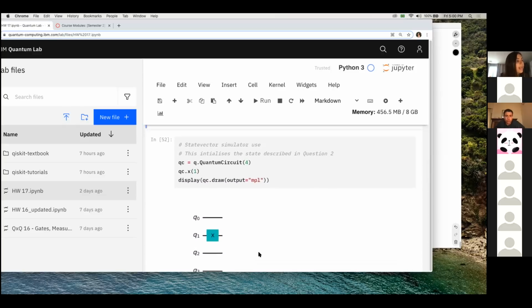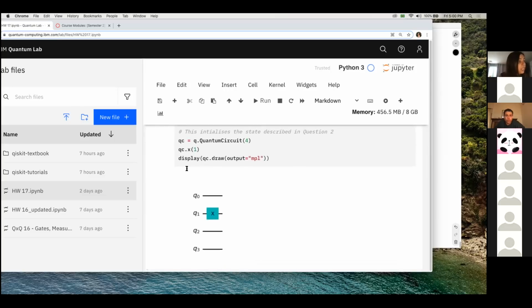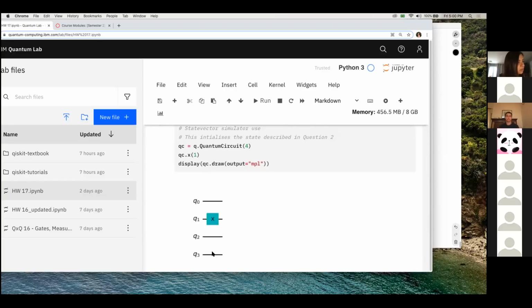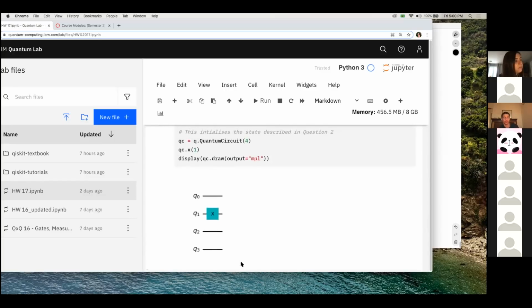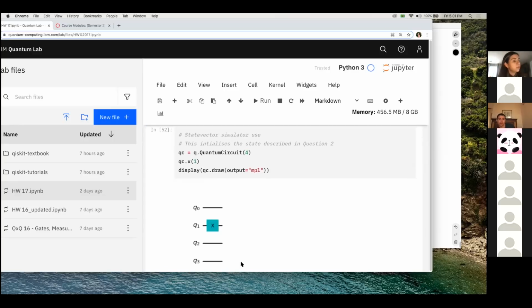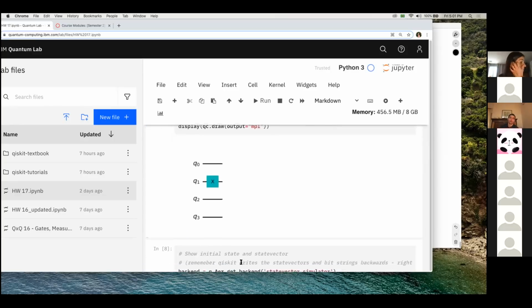But one of the qubits needs to be a vector 1. So we're going to use the X gate applied to qubit Q1 to be our 1 vector. And the other ones are going to be zeros by default. And then we're going to draw a circuit. I believe this is already in the notebook, I don't need to redo it.